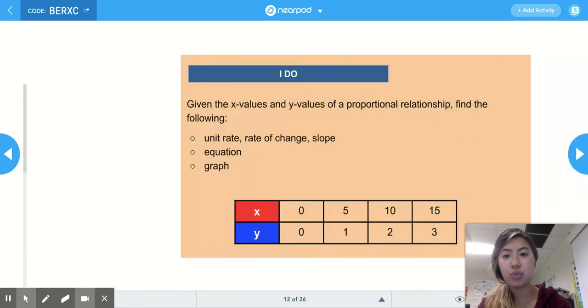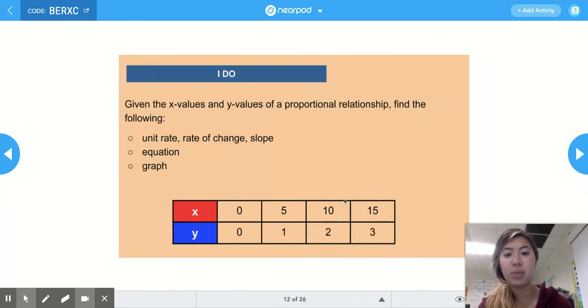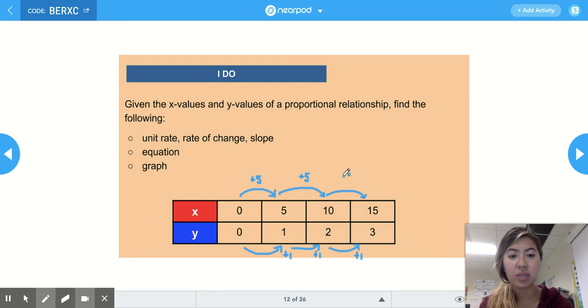We have some we do problems. So the next I do problem has a different table, or a table with different values. And so starting with our y values, from 0 to 1 is plus 1. From 1 to 2 is plus 1. And from 2 to 3 is plus 1. From 0 to 5 is plus 5. From 5 to 10 is plus 5. From 10 to 15 is plus 5.